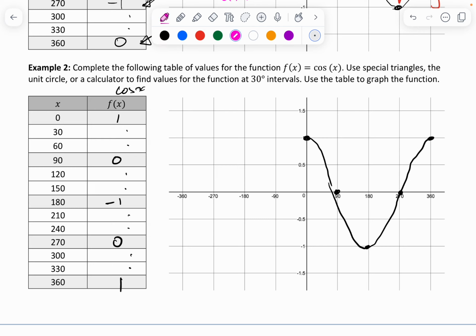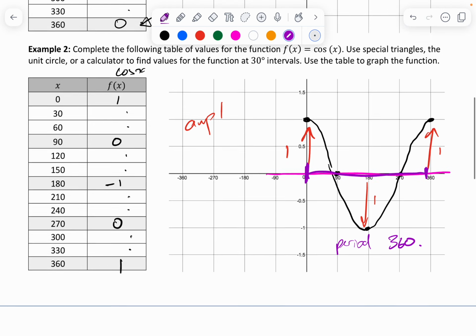Again, it has a middle axis. It has an amplitude, and the amplitude is 1. It repeats again after 360, so it also has a period of 360.